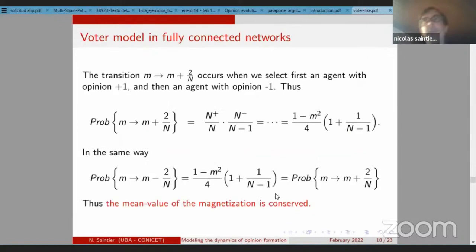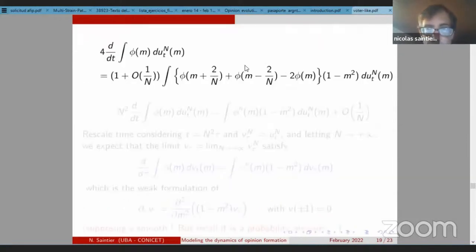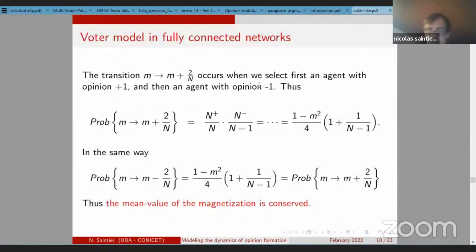Meaning that at any time during the evolution, during the dynamic, the mean value of the magnetization is equal to the initial mean value of the magnetization. Okay. So this is nice. We have a conserved quantity. It's good, right? But still, it's one piece of information. For now, I do not really understand the dynamic. So, okay, let's go back to the master equation, right? Meaning that now we know the value of these two probabilities.